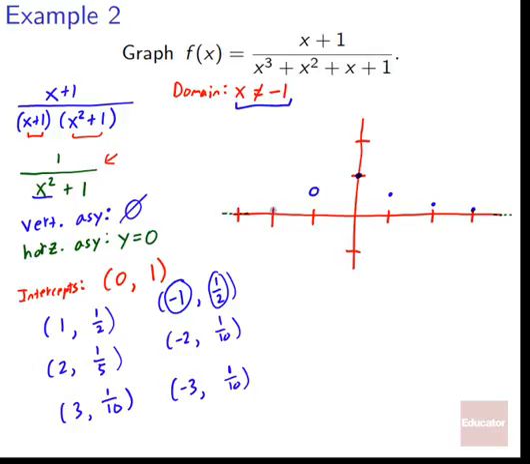Now let's plug in the other negative 2. Oh, whoops, not 1 tenth. Sorry about that. Should have been 1 fifth. Wasn't paying attention. There and then 1 tenth here.